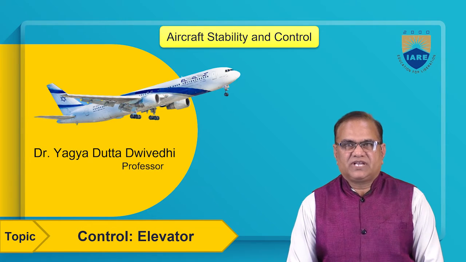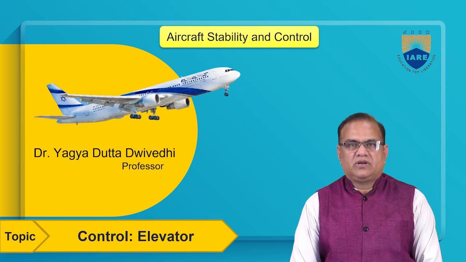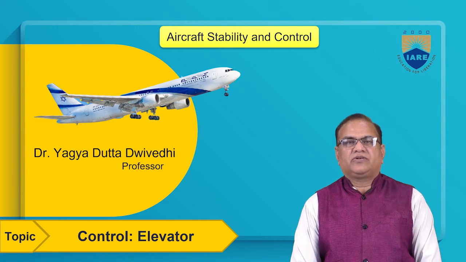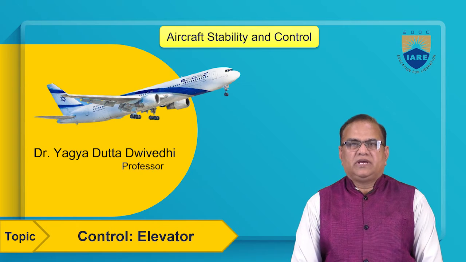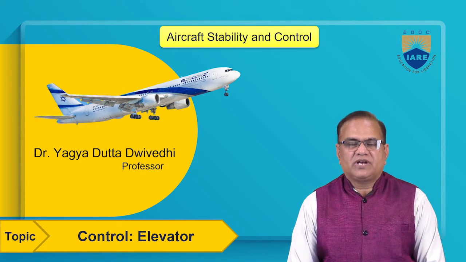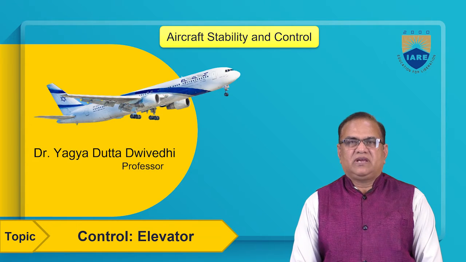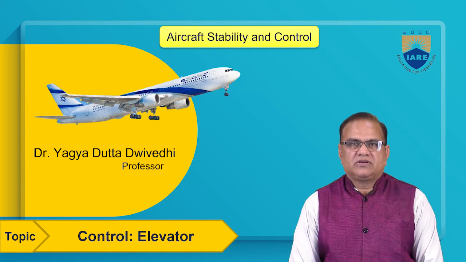The topic of this lecture is control and elevator. When I talk about control, here I am talking about the longitudinal control, and the primary control surface for longitudinal control is the elevator. So I am discussing the elevator on this topic.